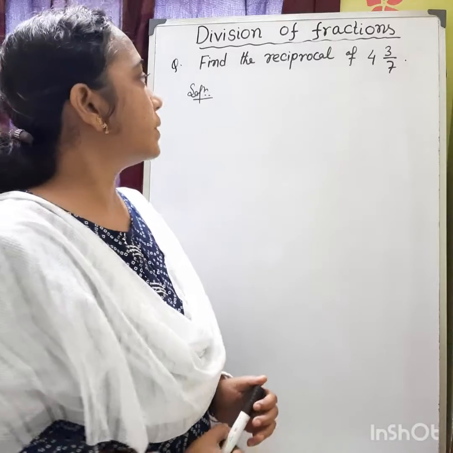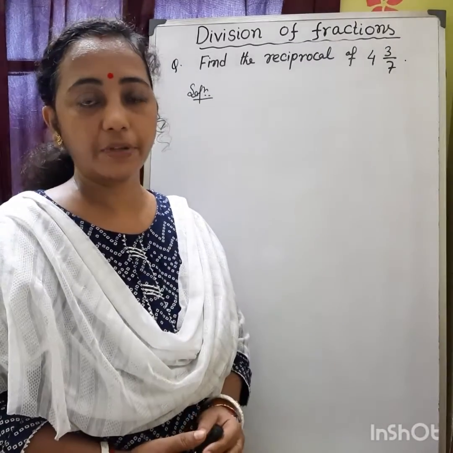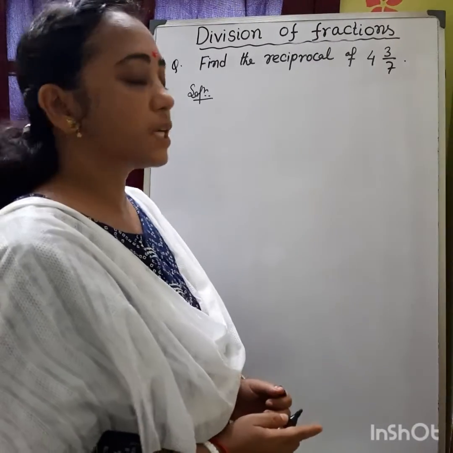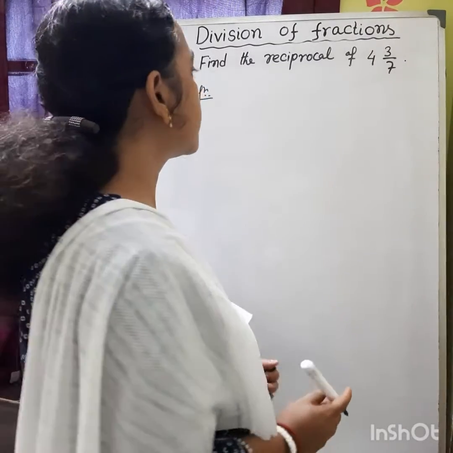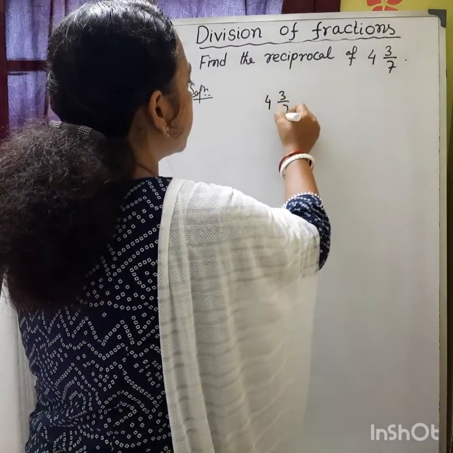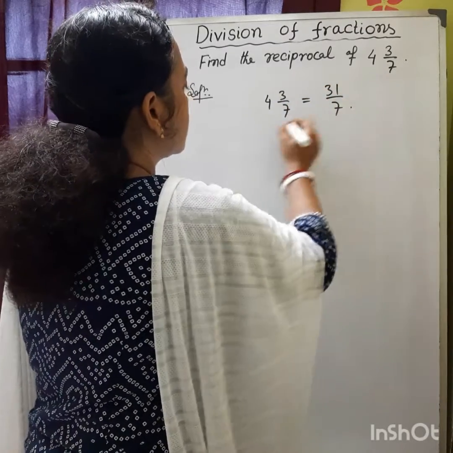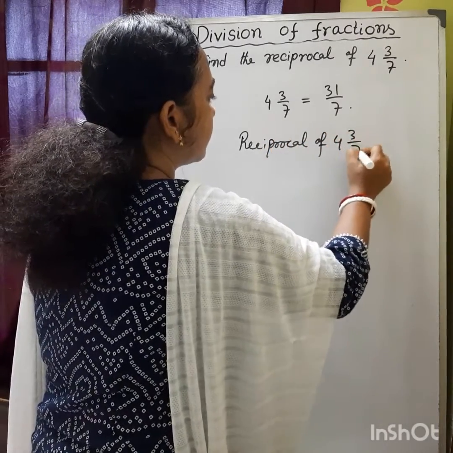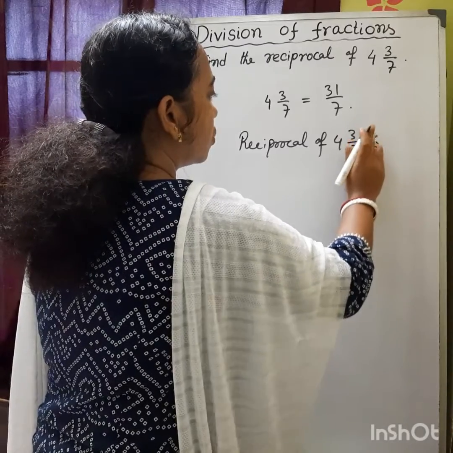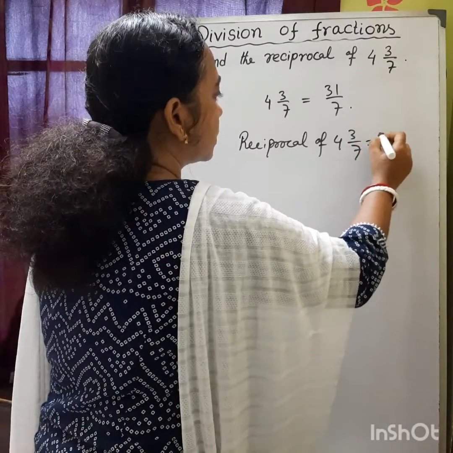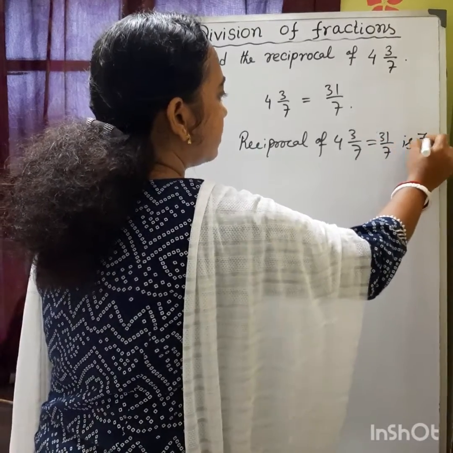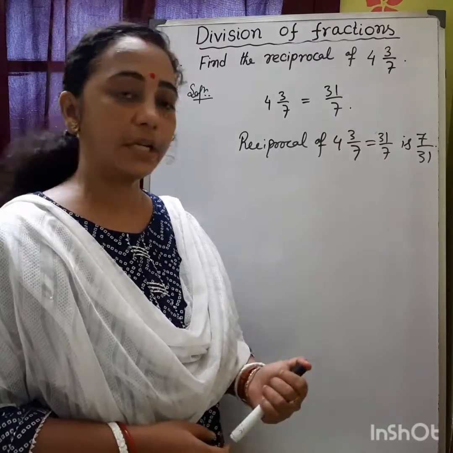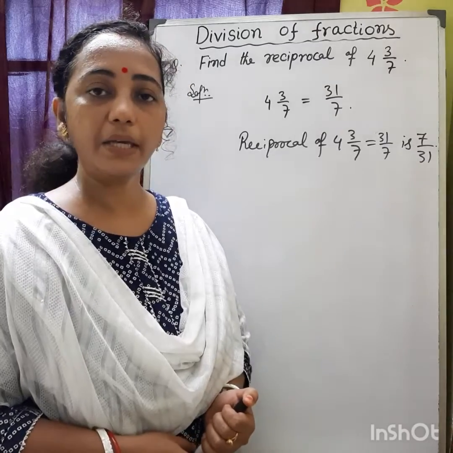Now let us do one example: find the reciprocal of 4 whole 3/7. That is a mixed fraction, so let us convert the mixed fraction into an improper fraction. 4 sevens are 28, plus 3, it becomes 31. So 4 whole 3/7 is equal to 31/7. So the reciprocal of 4 whole 3/7, which is equal to 31/7, is 7/31.